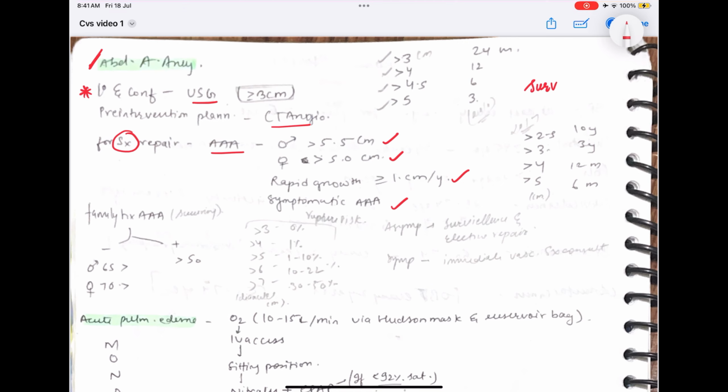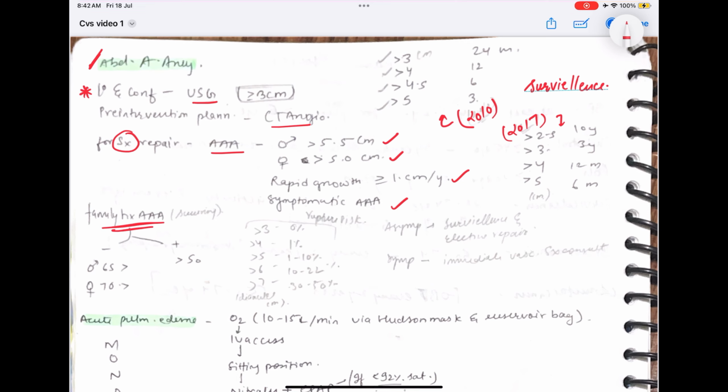Then for the surveillance of abdominal aortic aneurysm, there are two different tables that we are following. One is of 2010 and the other one is of 2017. So we'll have to remember this because AMC asks about it. They'll mention the size of the aneurysm in centimeters, and then they'll ask in what period we'll have to do the surveillance.